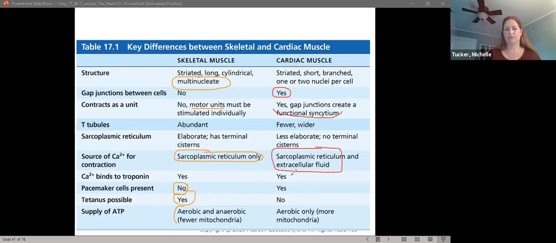Calcium still binds to troponin and functions via the sliding filament model. Pacemaker cells will make up about 10% of the cardiac cell population. So we have contractile cells and pacemaker cells. Tetanic contractions are not possible. I'll go over why that occurs, and metabolism is aerobic only. So this chart is very important.